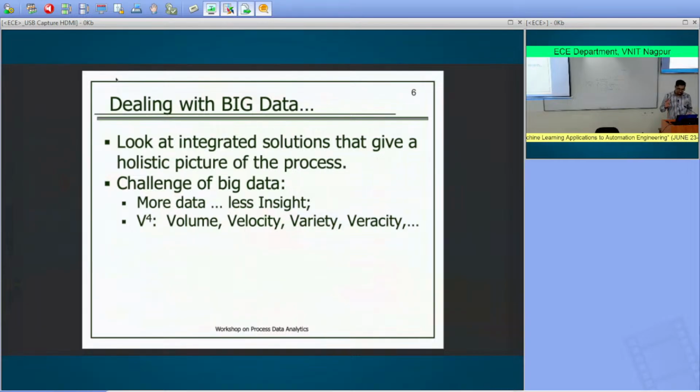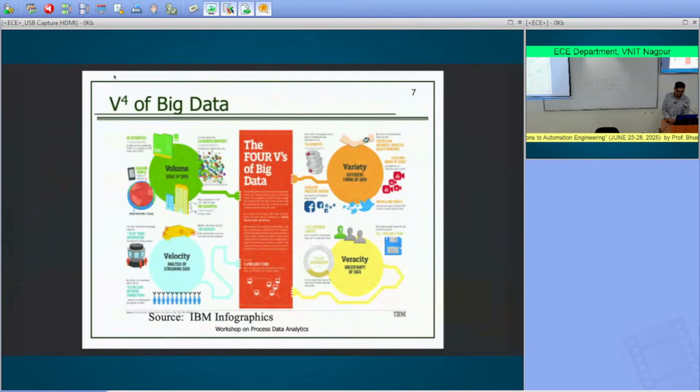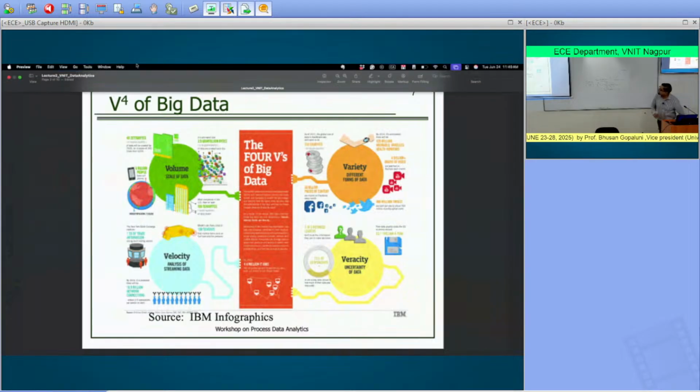Big data typically has four primary features. One is volume, meaning lots of data. Velocity, meaning the data are collected at a really fast rate. Variety, meaning the data are of different forms: time series, categorical, text, video, images, etc. And veracity, which is the accuracy of those data, or rather the uncertainty of the data. So these four V's, volume, variety, velocity, and veracity, determine big data. The data that has these four features is what is called big data.